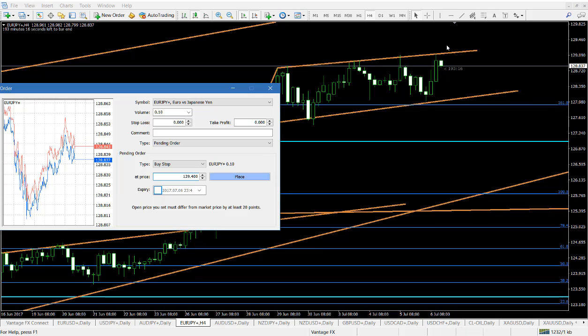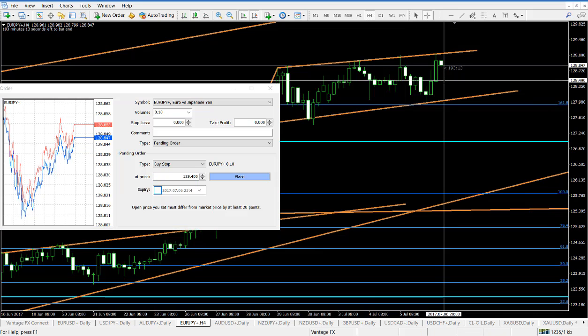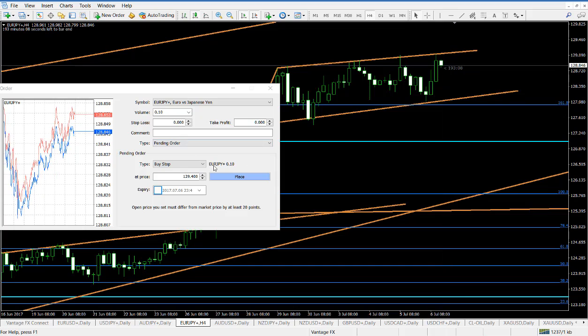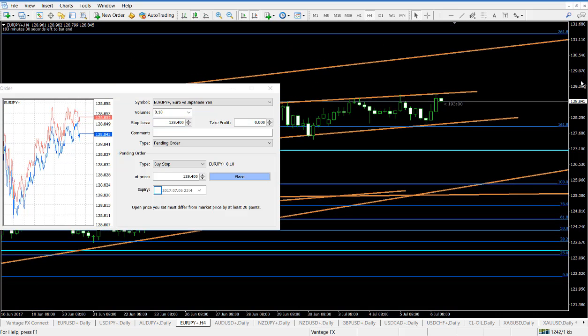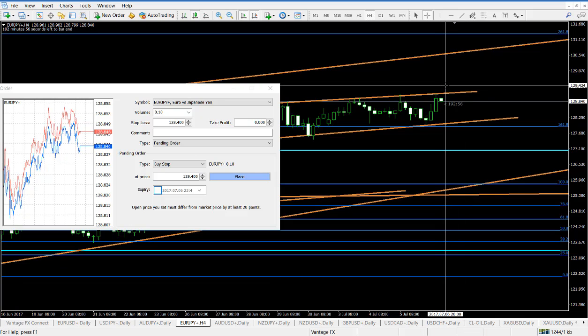If I take that trade and that trade gets activated, I put my stop loss down here, 128.40. So it's 100 pips, 128.4, and my target is going to be 129.40, which is my entry price. I'm going to get 150 pips.